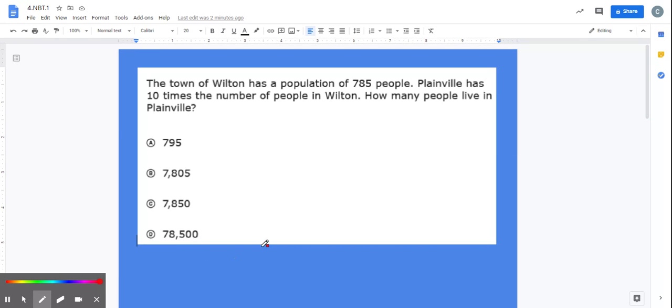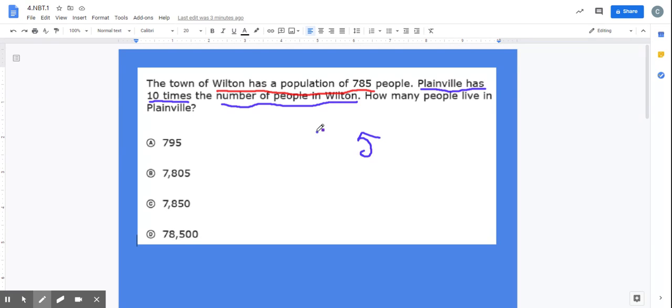The first piece of information that we know is that Wilton has 785 people. We know that Plainville has 10 times the number of people in Wilton. So we know who Wilton is, and now we need to find Plainville. So when we see a number and we see 10 times, that means that each digit in 785 is going to move 10 times or one place to the left.